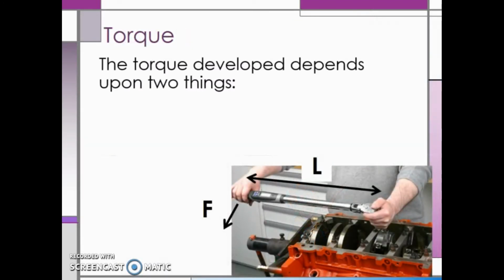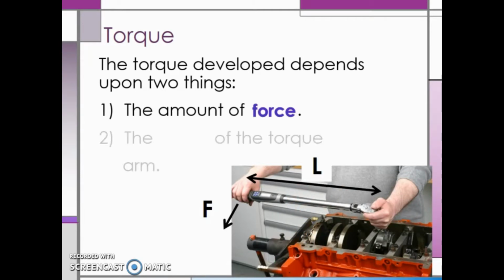The torque developed will always depend on two things: the amount of force that is applied and the length of the torque arm. This is why if you add a pipe to the end of a torque wrench, you can apply more torque to the lug nut or whatever you are trying to loosen or tighten.